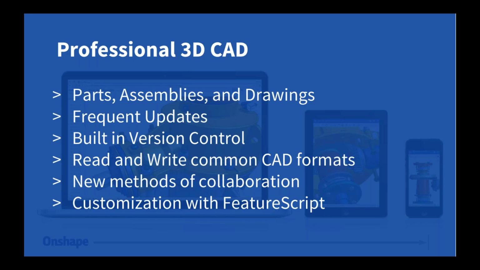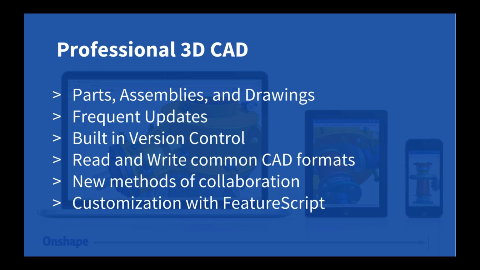But the key thing is Onshape can import and export a lot of those common CAD formats that are out there. Now, the next thing I want to mention, I've already briefly mentioned it, but with Onshape, we've introduced entirely new methods of collaboration, something you simply can't do in any other professional 3D CAD system, and that is collaborate with others in real time on the same model.